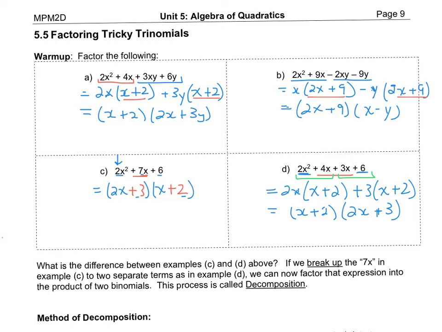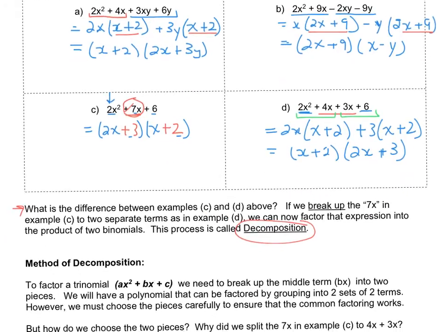All right, so what is the difference between example C and D above? The difference is we broke up the 7x in example C into 2 separate terms in example D. And then we can factor that as the product of 2 binomials. So this breaking up is hard to do. This breaking up of 7x into the 4x and the 3x is a process called decomposition. We're breaking it down. We're decomposing it into 2 pieces.